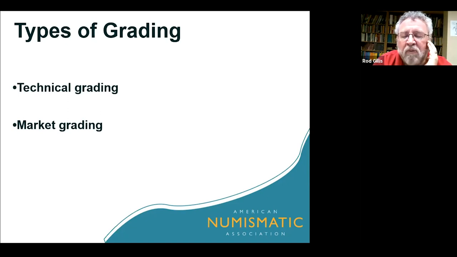Market grading is much more prevalent with AU coins and mint state coins. Market grading really isn't used for coins that are significantly circulated. Technical grading is used for that. And like I said, technical grading is very rarely used when we're talking about AU and mint state coins. What type of grading do the third-party grading companies use?